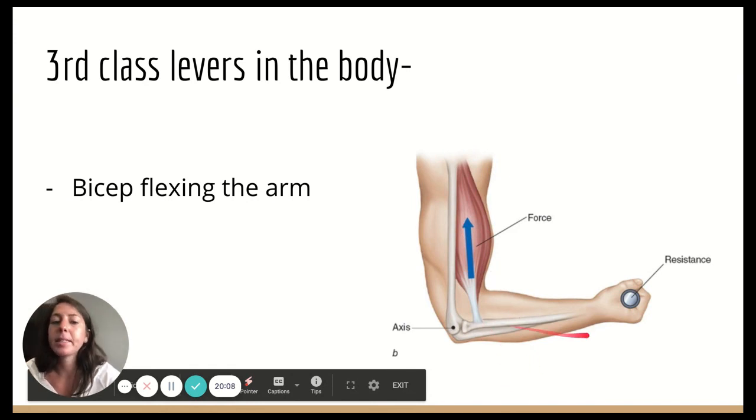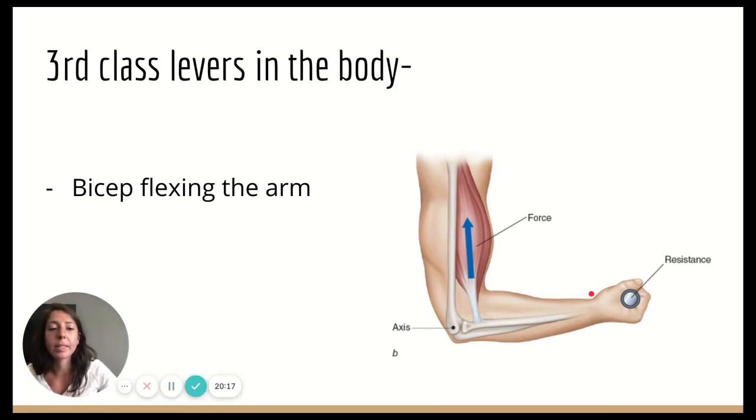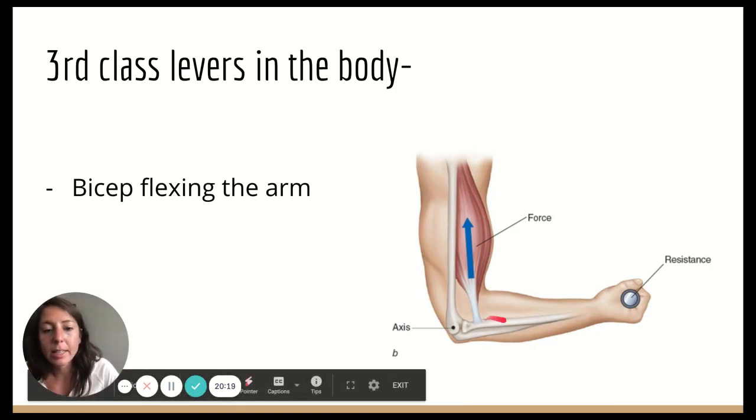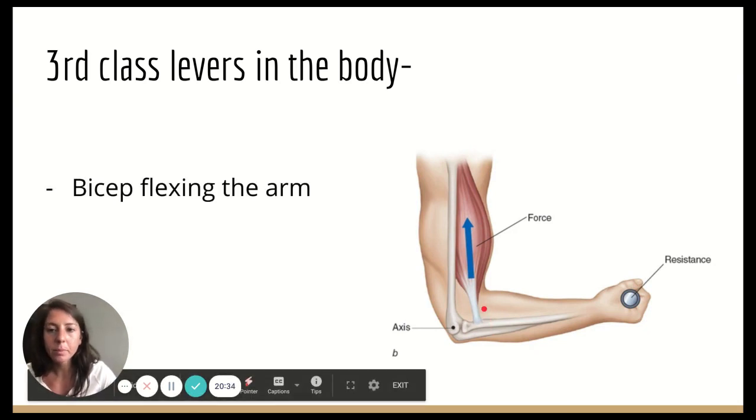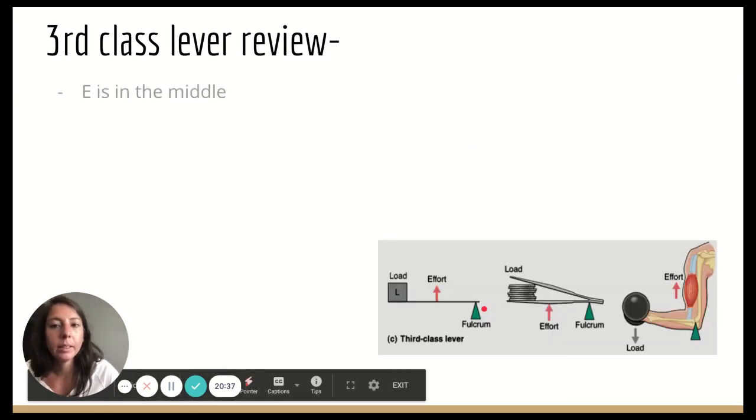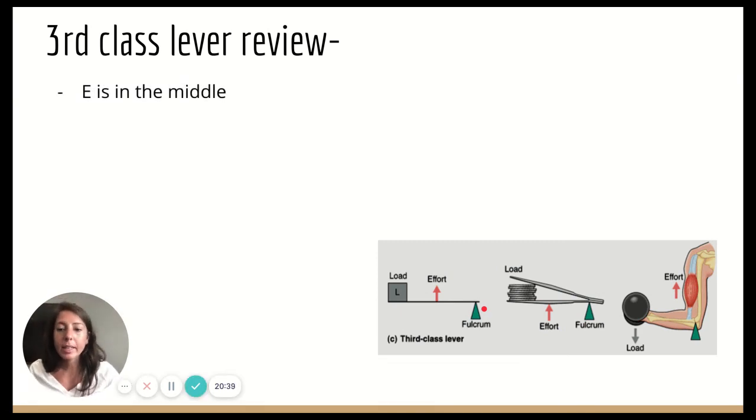And then we have the resistance. Maybe you're holding a weight or maybe you're not. Your forearm is still enough resistance, with gravity pulling it in the opposite direction. So again, notice that the effort is in the middle here. And that's how we know this is a third class lever. It's where that muscle specifically attaches. You'd have to see a picture at this point in our knowledge to know what kind of class. Where does that muscle attach? So in review, for a third class lever, E is in the middle.